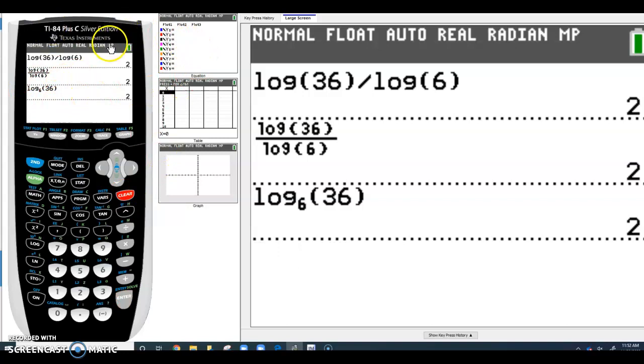So hopefully you can use your fancy calculator to do the logarithm calculations. All right.